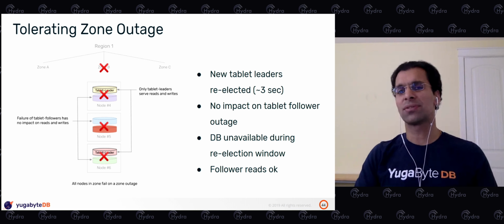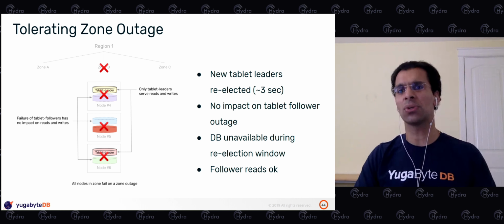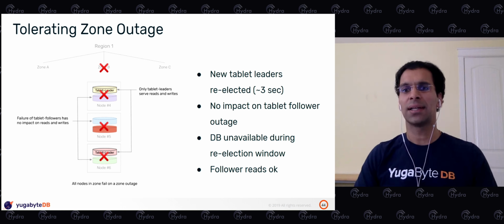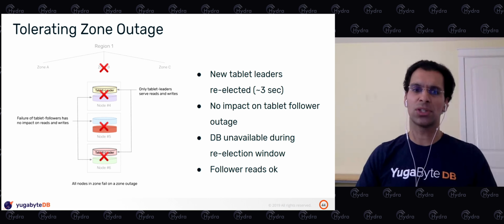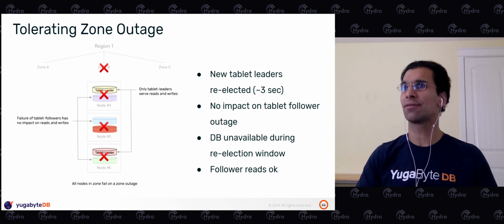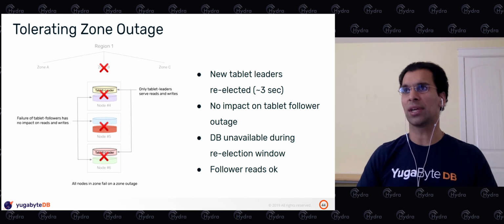In practice, what we have seen in a multi-zone single region deployment, which is what this is about, is about 3 seconds in order to re-elect a new leader, right? And there's no impact on a follower outage, like that's what we talked about. For the tablet leaders alone, the database is unavailable to take reads and writes for the failover window, which is the 3 seconds. And the follower reads are completely okay, right?